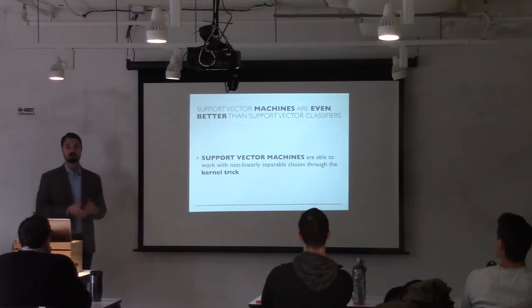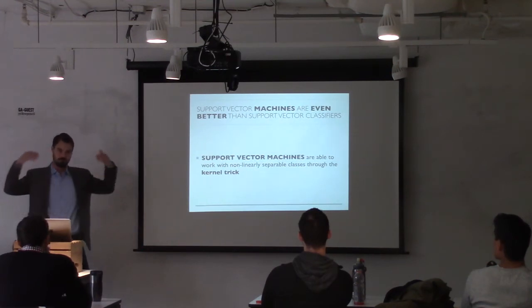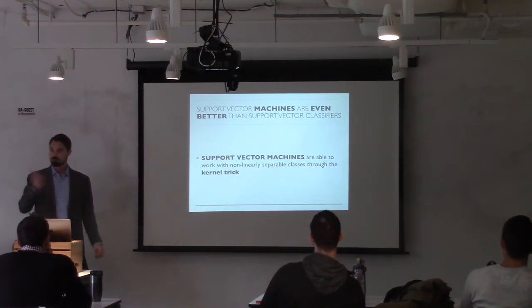Right, so we call this the kernel trick, and it's based on mathematics that essentially look at further dimensions in our data in order to create nice smooth lines.